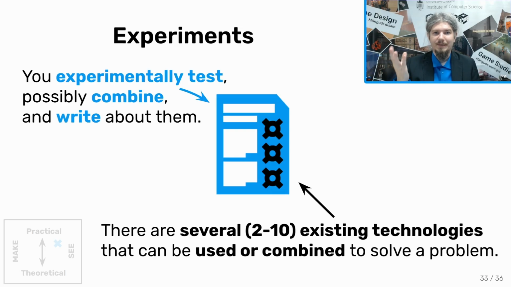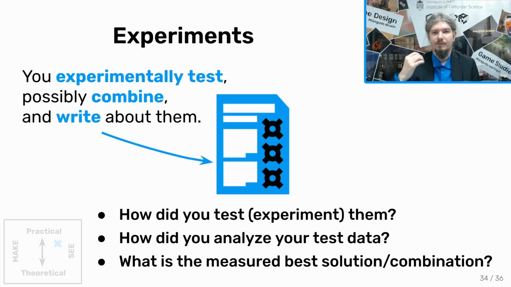Of course, in the experiments type, you experimentally test those objects, and depending on the objects, maybe possible ways on how to combine them. You write about your experiments, how you set them up, how you chose the objects for the experiments, how you conducted the experiments, what data did you gather and how. Then you have to analyze your data. So you analyze the gathered data, and that will produce you some differentiation between the objects. And in the end, you will try to answer what are the best technologies given some criteria.